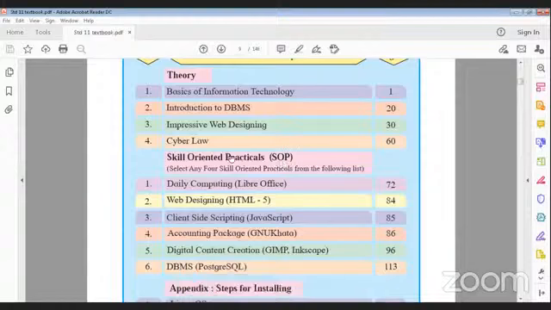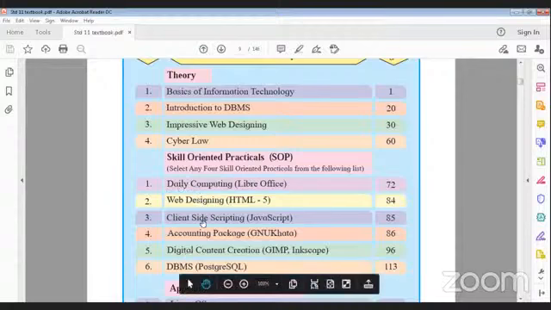As it is mentioned in the textbook, it is written: select any 4 skill oriented practicals from the following list. So you will not be doing all of these 6 for the entire academic year, you'll only be doing 4. But which 4, the teachers will decide.